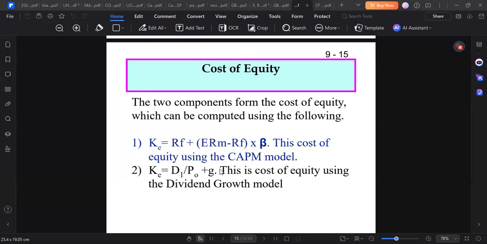Expected market return, that is the RM minus the risk-free rate, gives us what we call the risk premium. So this is the most expensive but most flexible.